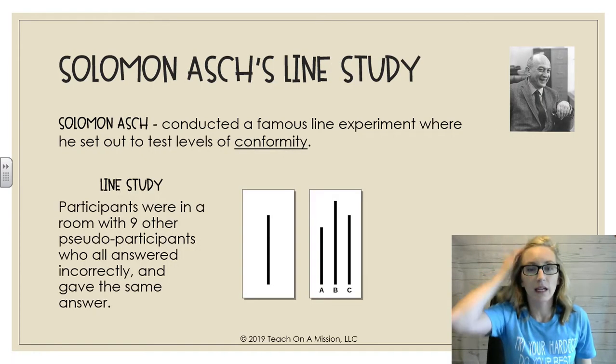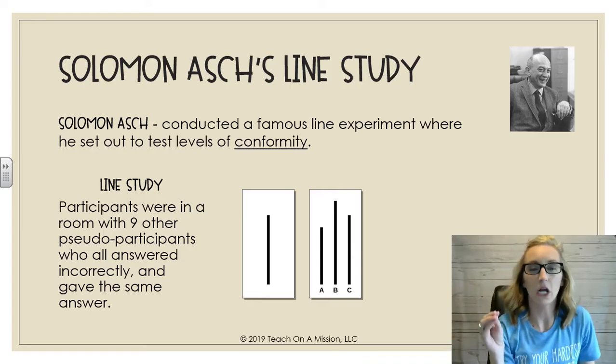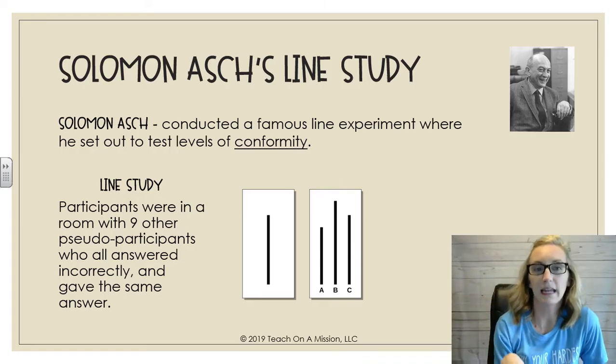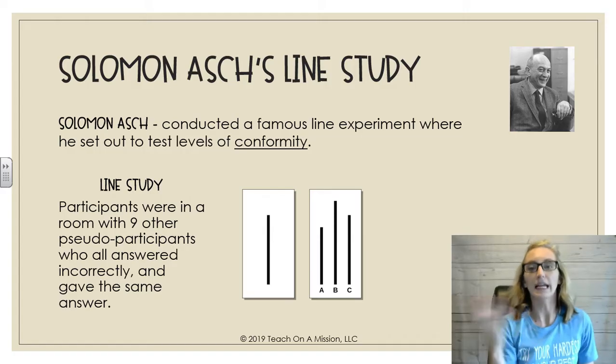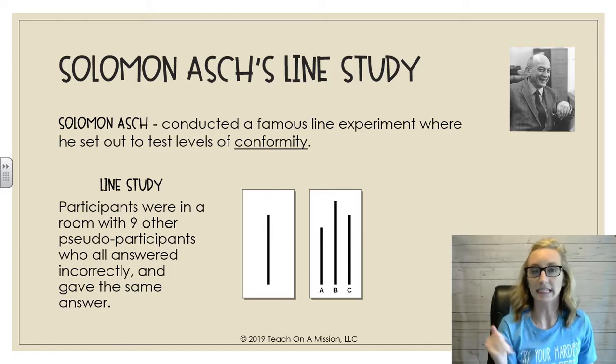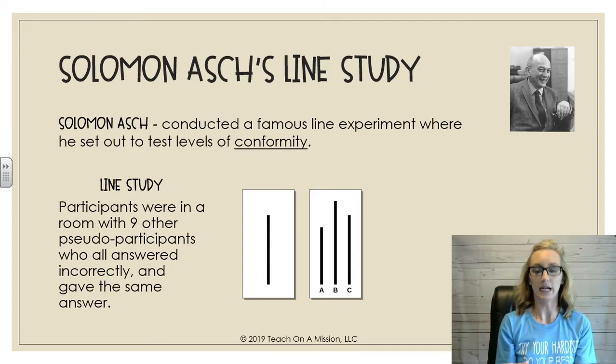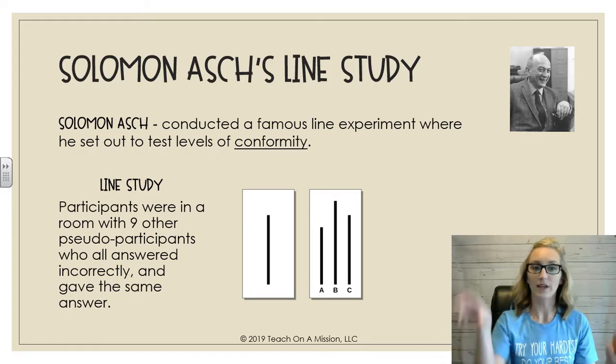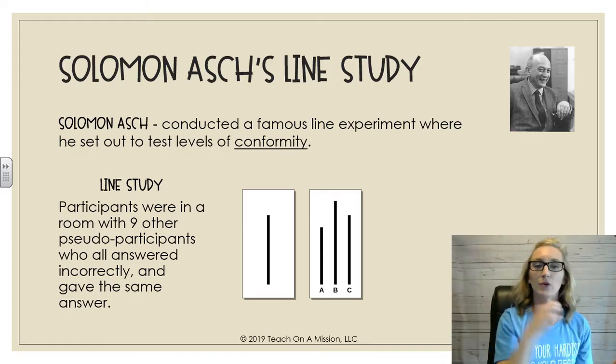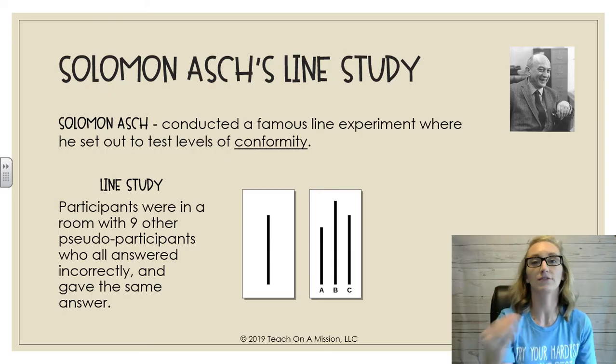Okay, so the next big experiment or study we're going to talk about is Solomon Asch's line study. He conducted a famous line experiment where he set out to test the levels of conformity. So here's kind of what he did. He had participants in a room, one participant at a time, sitting at a table with 9 other people, but those 9 people were pseudo participants, right? Or confederates. They were actors.